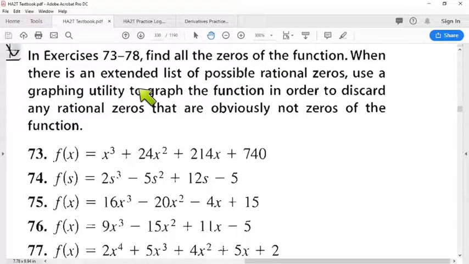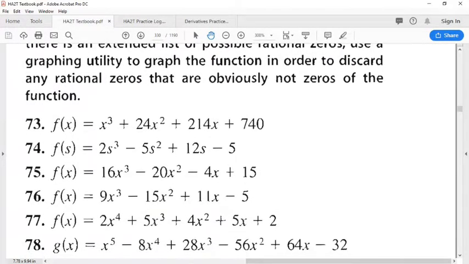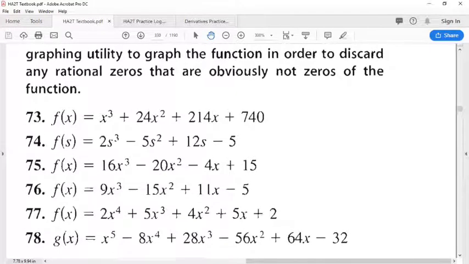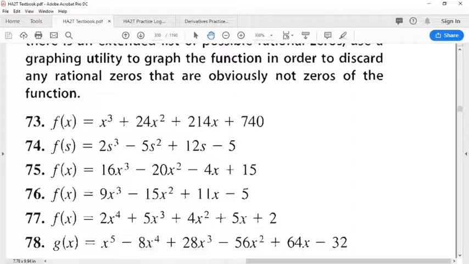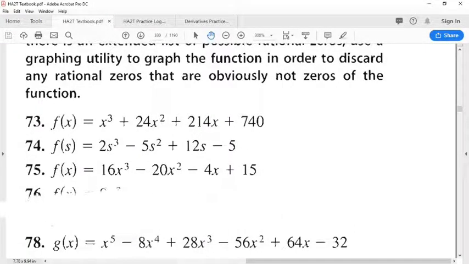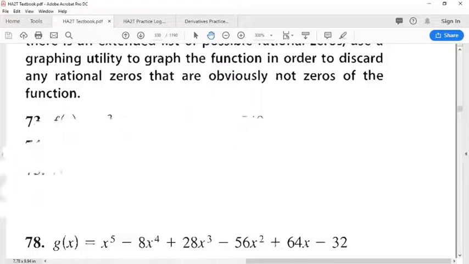Find all the zeros in the function. When there is an extended list, it barely falls into possible rational zeros. What does that mean? Use a graphing utility to graph the function in order to discard any rational zeros. I love graphing calculators. All right, so let's do that.